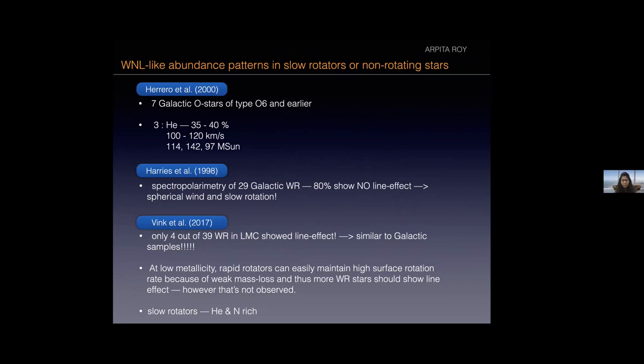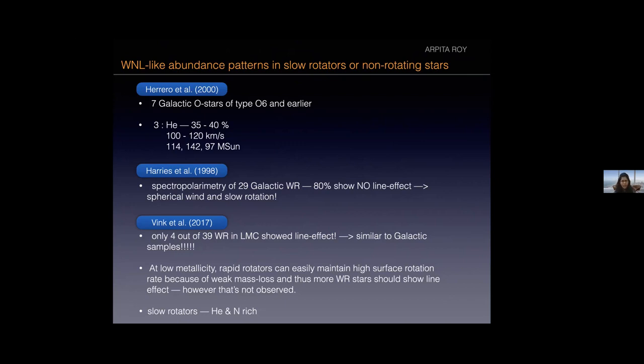But what Harries et al. found is that almost 80% show no line effect at all. So that is hinting towards probably a spherical wind. If they're rotating, you see an asymmetrical wind, but this is probably a spherical wind, and probably that is due to the slow rotation. And now in Vink et al.